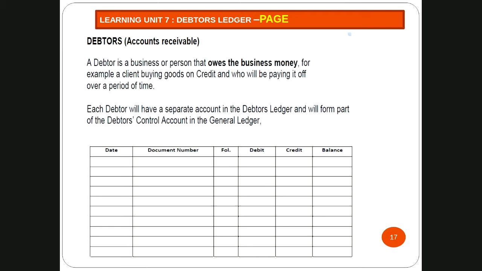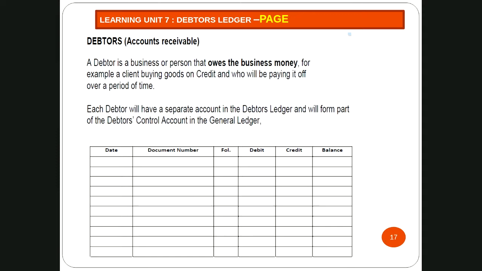So I was saying we have talked about this before, guys. We talked about the debtors. And remember, when we said debtors, what do we mean? By debtors, we mean these people owe us. We sold goods on credit to them. Okay, I'm just saying it in simple terms.